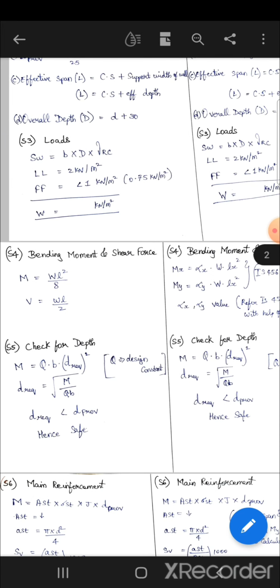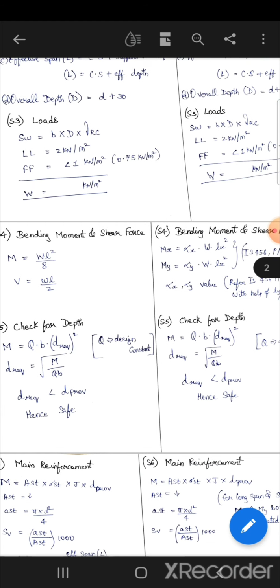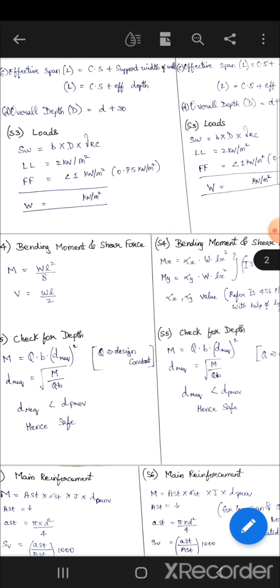So next step is finding load. Load calculation is same in both types of slab. So always remember the slab unit is kilonewton per meter square and beam unit is always kilonewton per meter. First we must find self weight. Self weight equal to breadth into overall depth into RC.